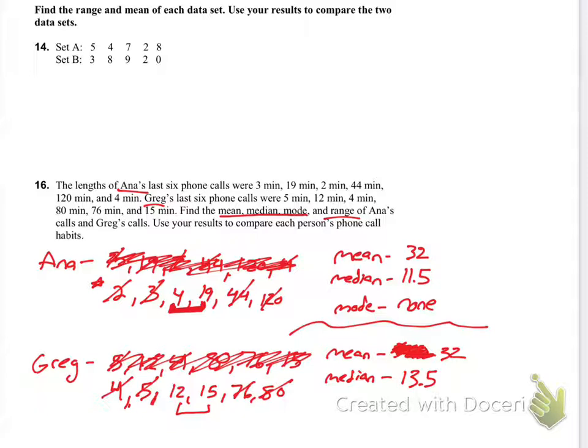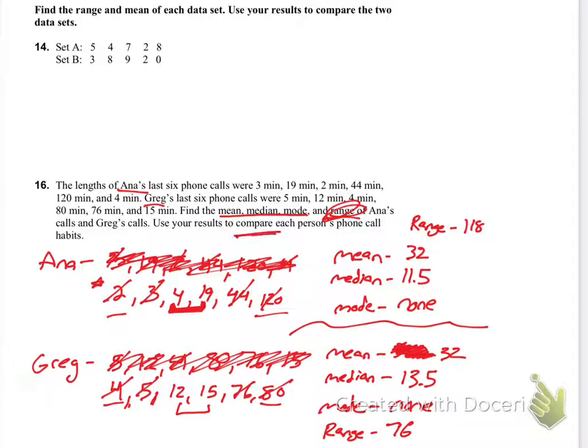And then the mode, do any of these numbers repeat? No. So no mode, so none. And then finally we have to find the range. So the biggest number minus the smallest number. Anna would be 120 minus 2, so the range would be 118. And then the range for Greg would be 80 minus 4, which is 96, or 80, I'm sorry, 76.